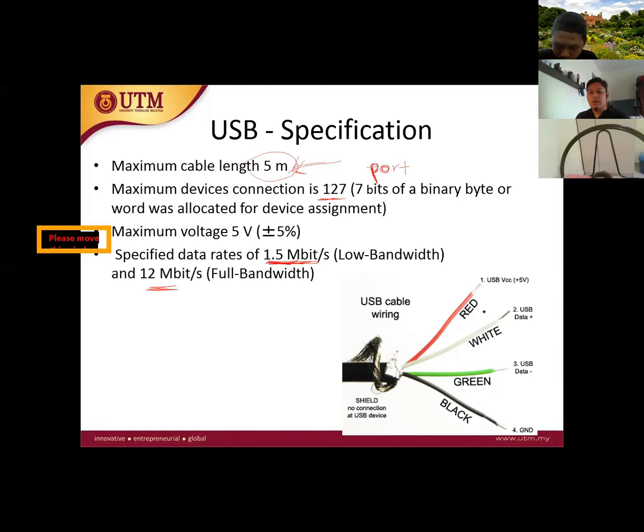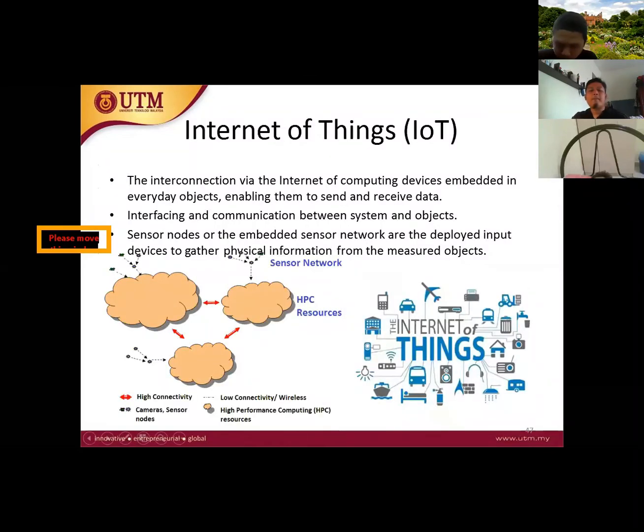Okay, there are basically 4 wires on the USB line. Red is the voltage for plus 5 volt, blue, white and green are the USB data plus and USB data minus respectively, and black is the ground.